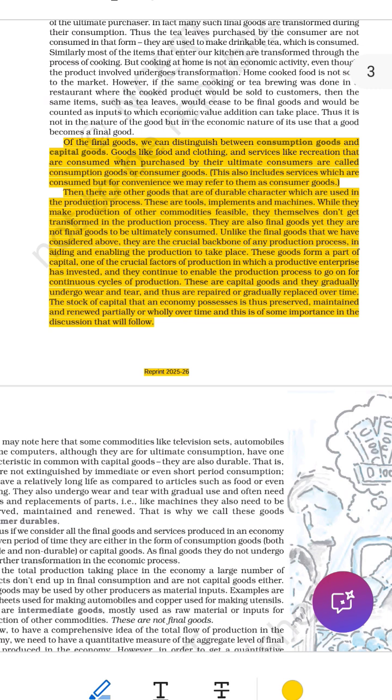So, we have to take care of them. Just like we take care of a bicycle, we oil the chain and fix the tires. Capital goods are part of capital. Now, here's an important idea. These tools and machines are part of something called capital.